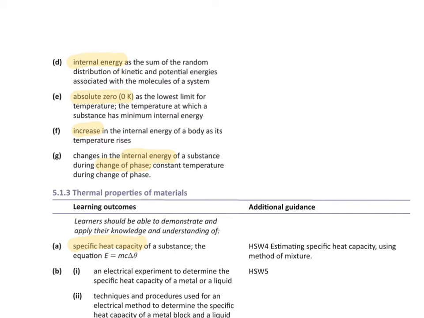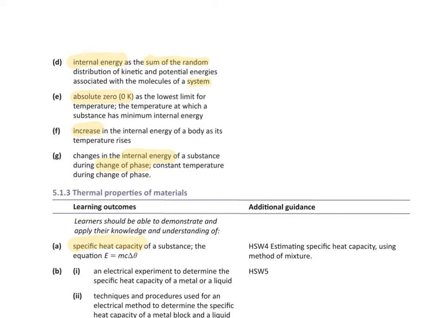The first part that we're going to look at is the internal energy of a system, and we're going to see it as the sum of the random distribution. This is a very important part. It's the sum of the random distribution of kinetic and potential energies associated within the molecules of a system.